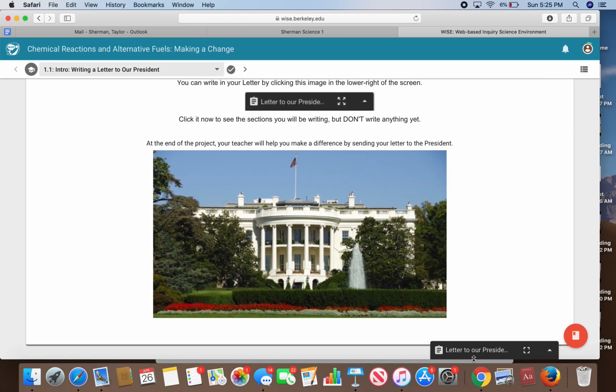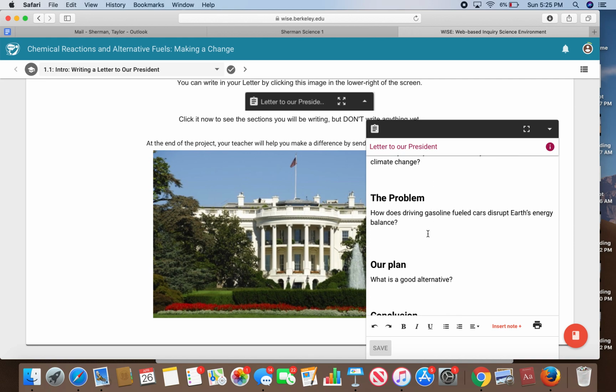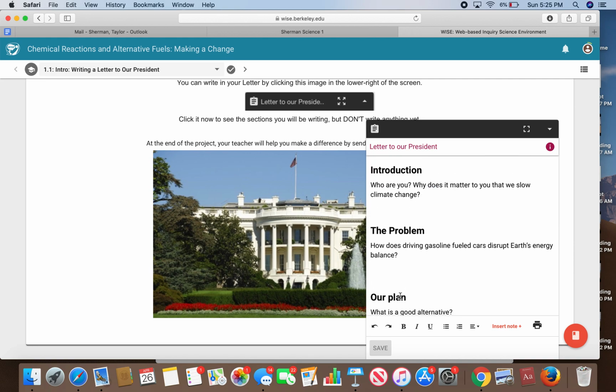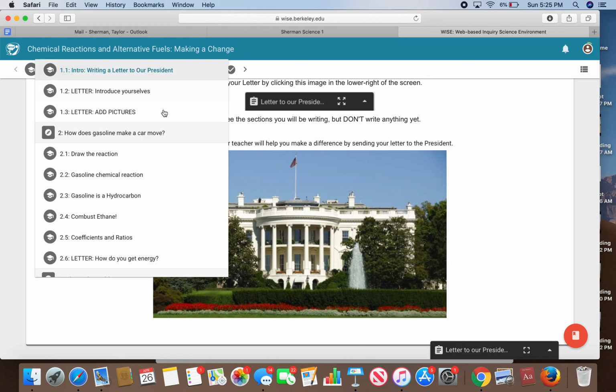So I open the letter to the president. It's on your bottom right-hand corner. You're going to introduce who you are, what the problem is, what your plan is, and then a concluding paragraph, okay? So that's the expectation for that portion of the assignment.